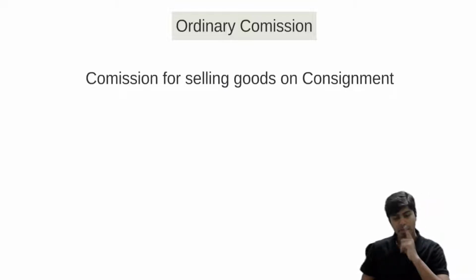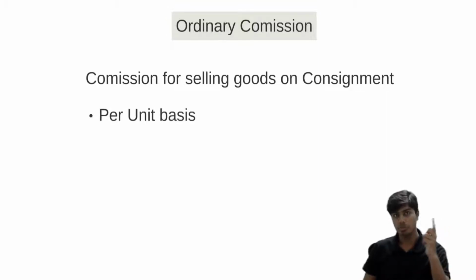So to motivate me, the consignor might say, okay, I give you 10%. If I sell it for 120, I get 12 rupees commission. If I sell it at 150, I'll get 15 rupees commission. If I sell it at 200, I'll get 20 rupees commission. That's a good enough motivation. So keeping this as the basis, ordinary commission can be computed. It is computed for the goods sold.